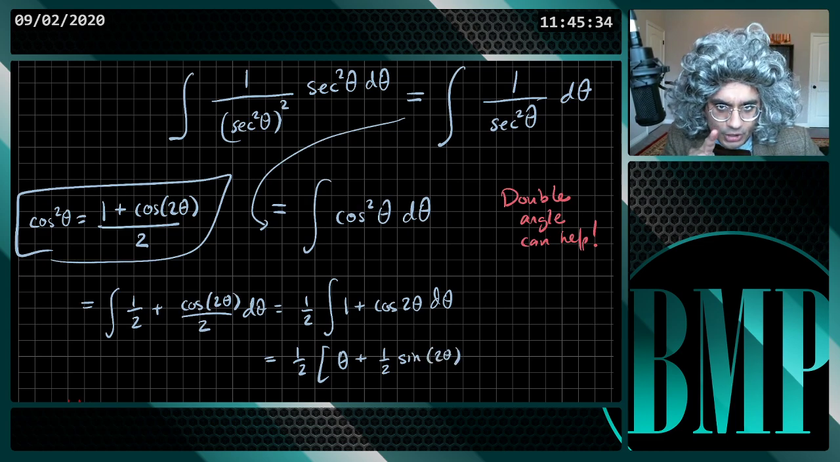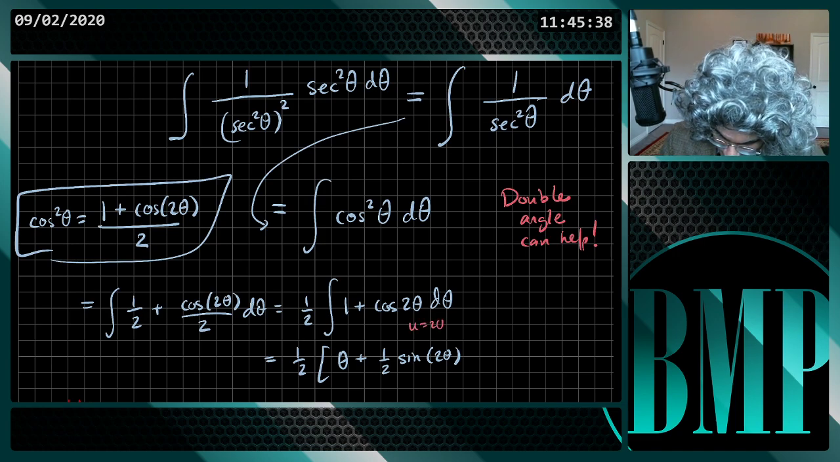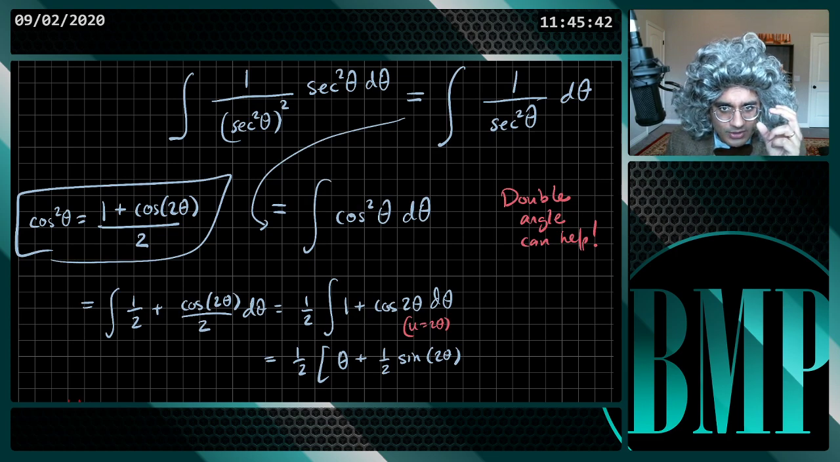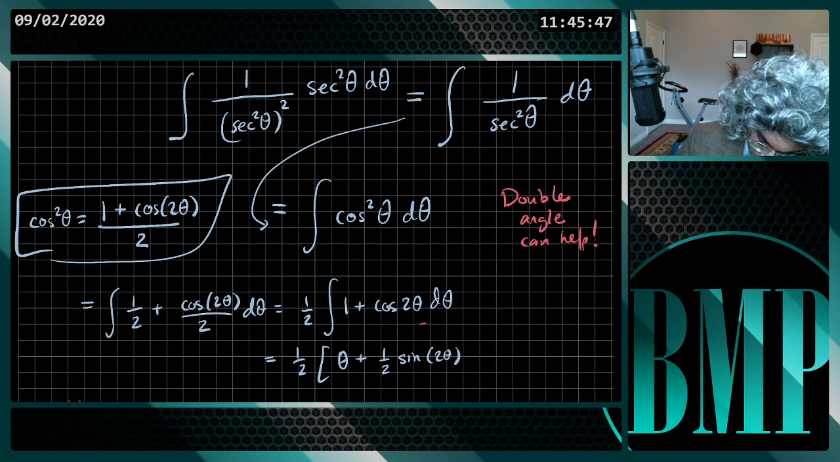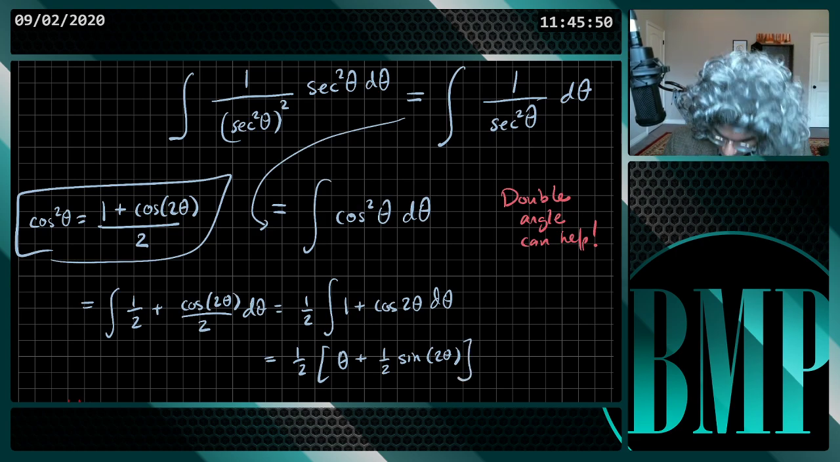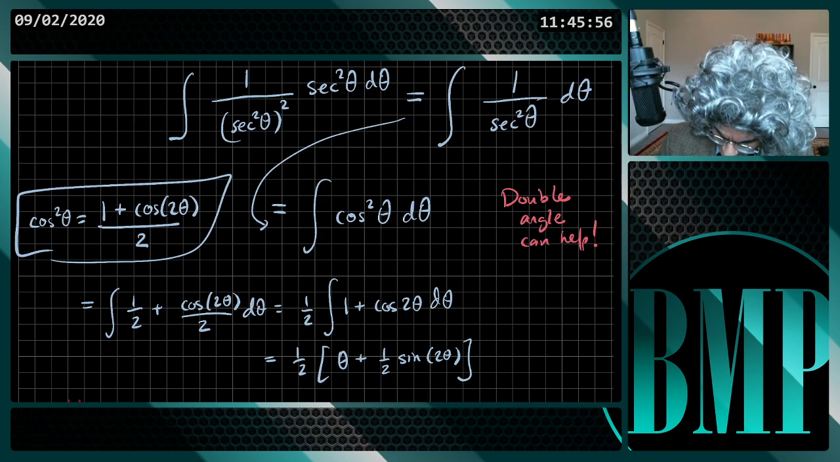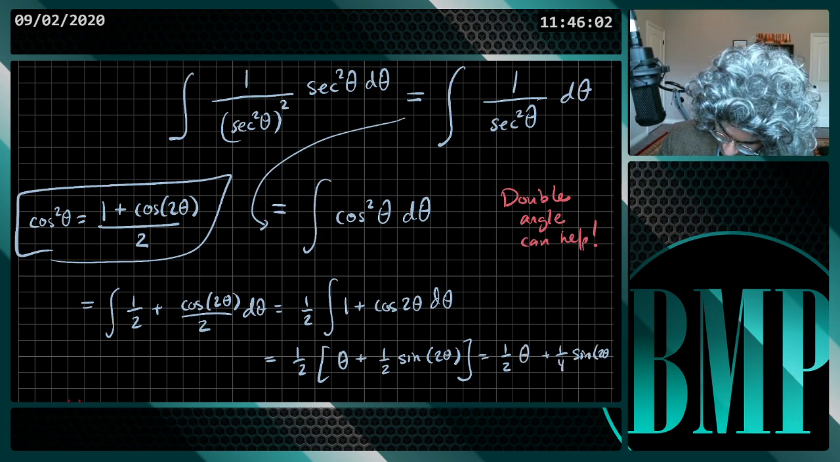I secretly did a u equals 2 theta substitution there, but I can do it by sight now with these kinds of 5 times x or 7 times x type substitutions. I can just do it visually now, immediately. All right, so this is what we got. Plus c. I'll put the c at the end. All right, so it's 1/2 of theta plus 1/4 of sine of 2 theta.